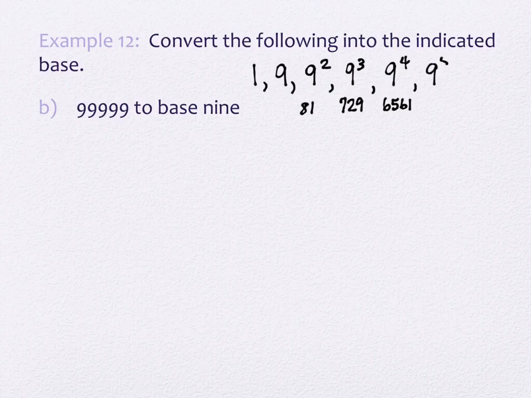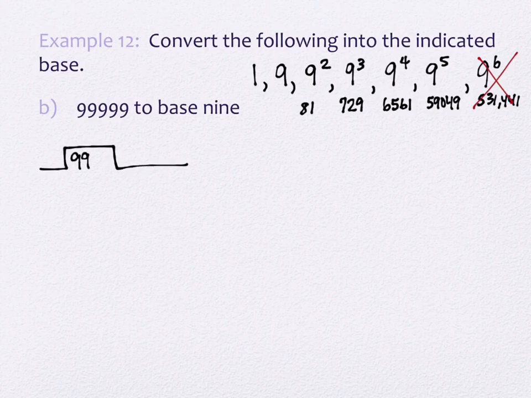How about 9 to the 5th? 59,049. And if I go 9 to the 6th, what happens? 531,441. It's big, right? Too big. It's supposed to be 99,000. This is 531,000. So I don't need that place. Okay, so we go back, and we're going to do division with 99,999. And the first thing I will divide by is 59,049.